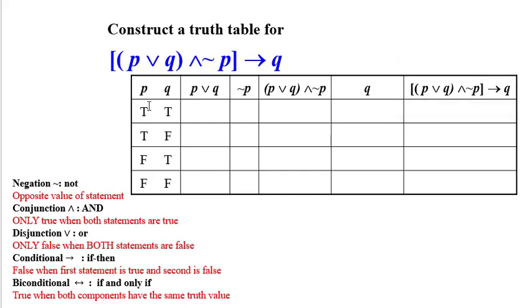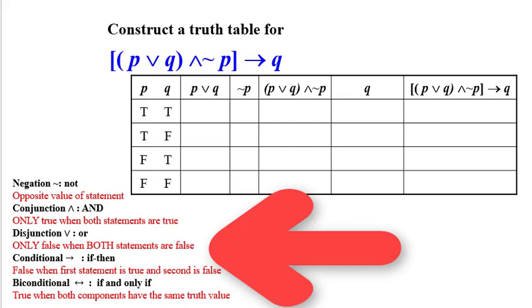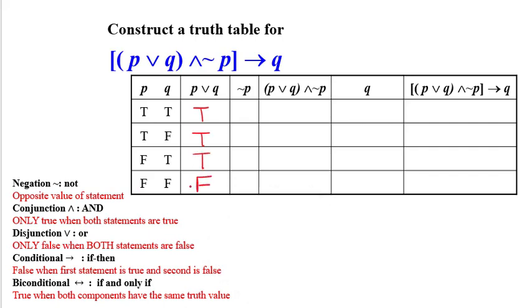Let's get going. Once again, I start with true, true, true, false, false, true, and false, false. I have a disjunction, an or. So remember, it's mostly true. It's only false if they are both false. So true, true, true. And now they are both false. So P or Q will be false. Now not P. So look at your P column, and this is not P. So it would be false, false, true, true.